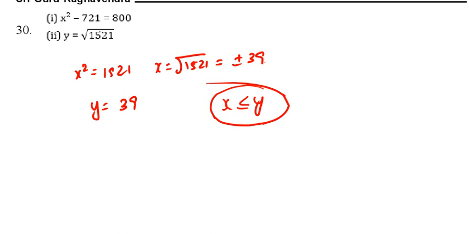So here 9 is greater than 3.5. So x greater than y. 2.6 is less than 3.5. X less than y. Therefore there is no relation. Again there is no relation is the correct answer. See the next question, question number 30.